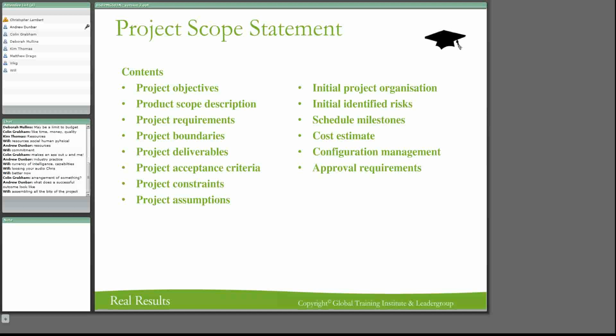Yes, I like what Will has said there. So configuration management is a definition, if you like, of all the pieces that need to be put together, and how, if there's an impact, what is it going to change?